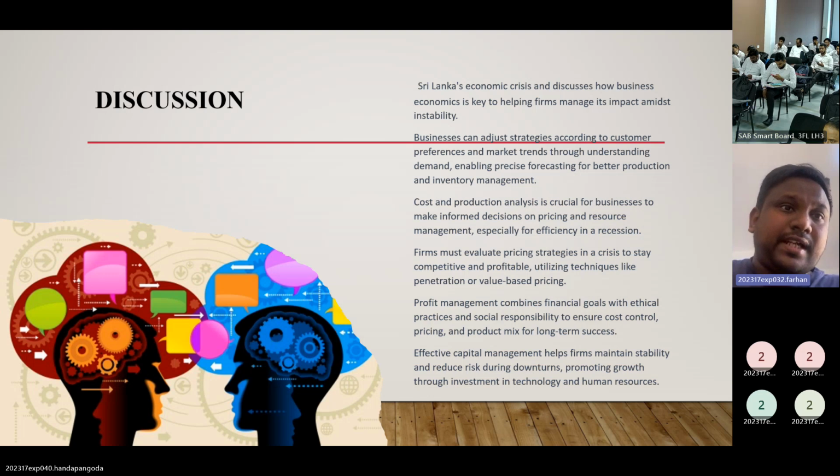And the second point is cost and production analysis. It will help to make informed decisions regarding prices and resource management, especially in the time of recession. The third point is pricing strategies, as discussed earlier, like different pricing, market penetration, market skimming, and value-based pricing. Organizations can follow them based on the situation. And the fourth thing is profit management. Profit management is not only about financial growth, but also ethical practice and social responsibility, and ensuring cost control, pricing, and proper product mix for long-term success.